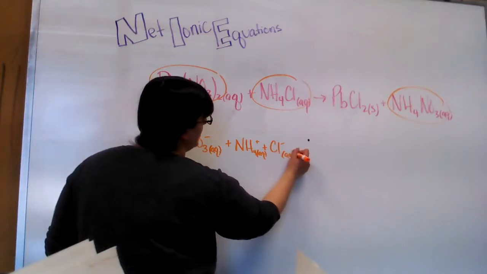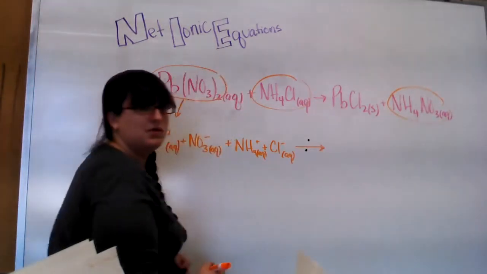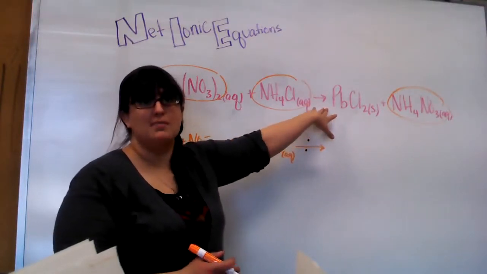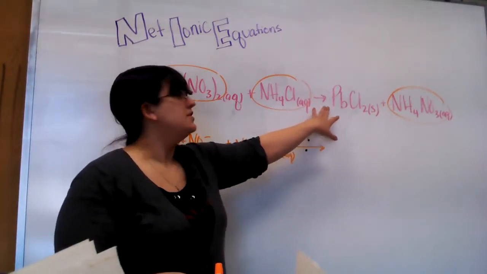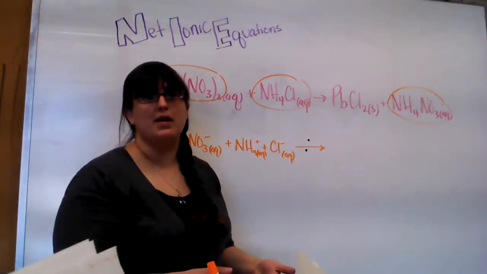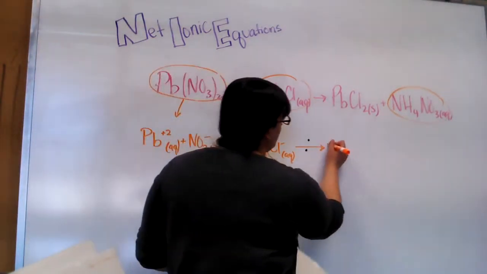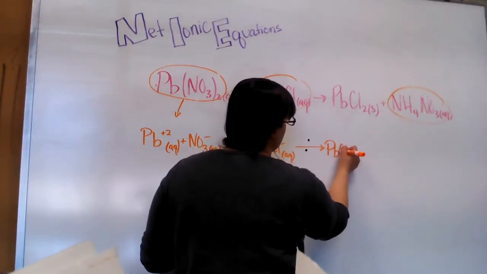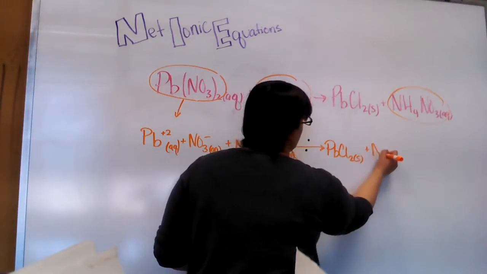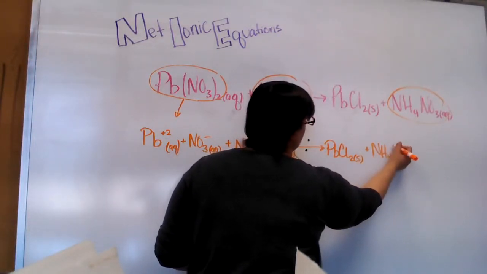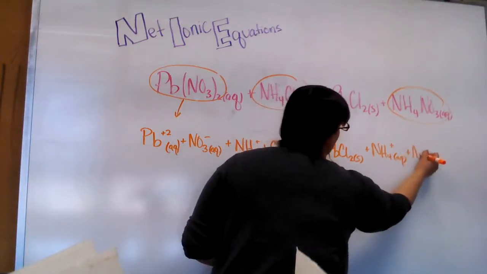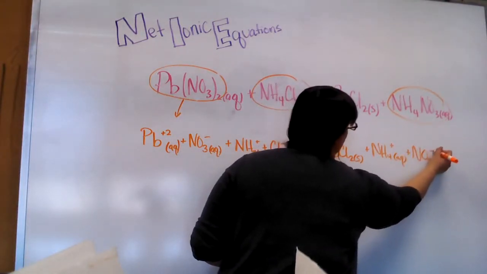Now, what's important to note here is that when we're coming to the right side, this is a solid. So this came out completely. It's not dissolved. So this is not going to be breaking down into any ions because it's just sitting there as a lump in the bottom of our tube. So we have PbCl2 solid plus NH4+ (aq) plus NO3- (aq).